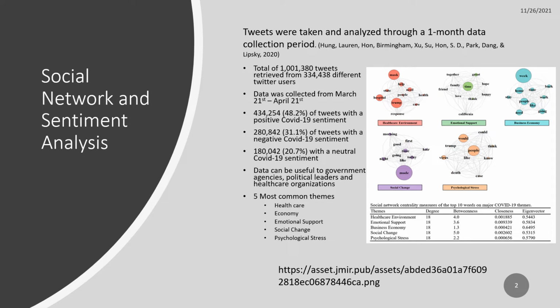Each graph shows the 10 most frequently used words in tweets that correspond to the theme. For example, the healthcare environment graph shows words such as health, Trump, mask, and hospital. The words are represented as nodes, and the size of the node represents the frequency of each word that shows up. Therefore, in the healthcare environment theme, the 2 most commonly found words were Trump and mask. There are also ties between the nodes that represent the relationship between them.